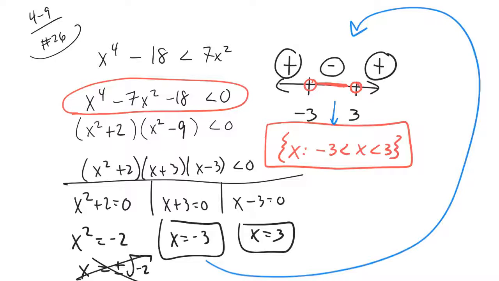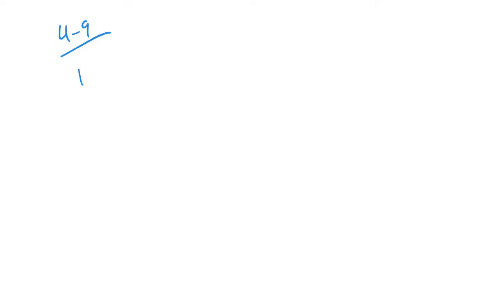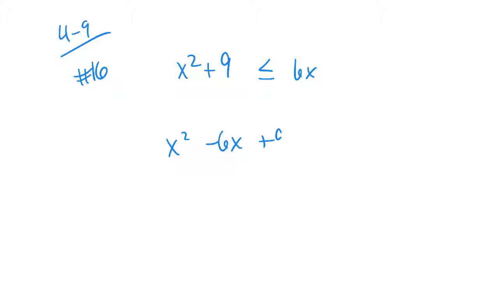Okay, go for it, John. It's 4.9, 16. And it says x squared plus 9 is less than or equal to 6x. I just want to make sure. Yep. Can I just go through it and just watch? Yeah. Okay.